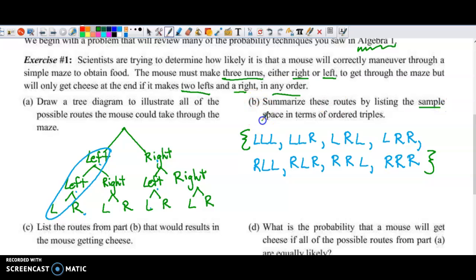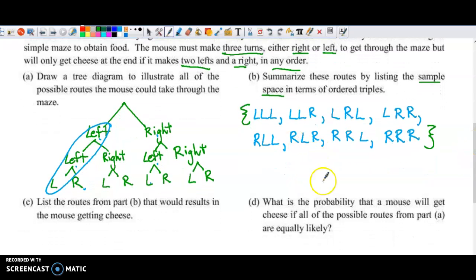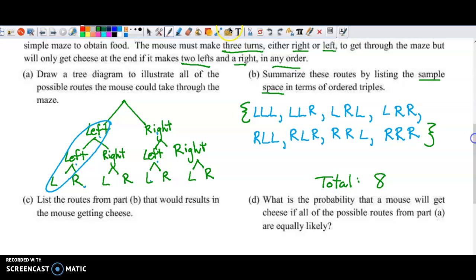So how many total outcomes did we get? I'm jotting that down while I'm going through the problem, because we're going to eventually need the total number of outcomes. But if we read the directions again, we wanted 2 lefts and a right in any order. So I'm going to circle 2 lefts and a right, 2 lefts and a right. I think that was it.